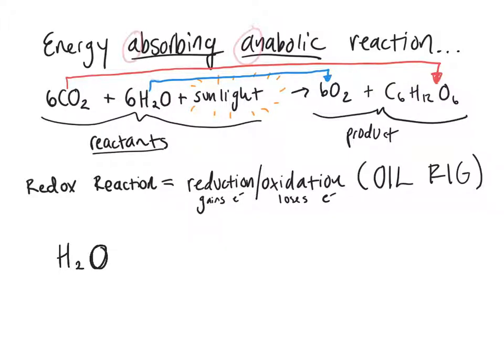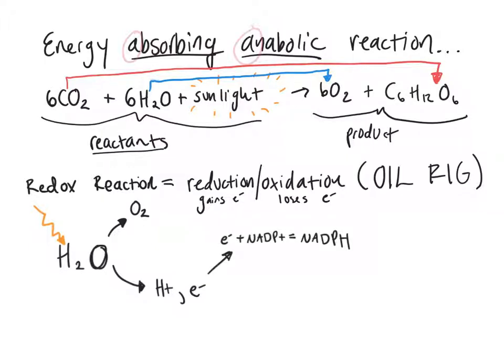So when light strikes water, it's going to split, and those electrons aren't just going to magically make their way to carbon dioxide. They're actually carried by a molecule called NADP+, which when it gains electrons becomes NADPH. So when water is split, it is going to release that oxygen gas, and then this H+ from the hydrogen, and these electrons are released into the surrounding area, and then that NADP+ is going to gain those electrons and carry them to the carbon dioxide. So NADP+ has been reduced.